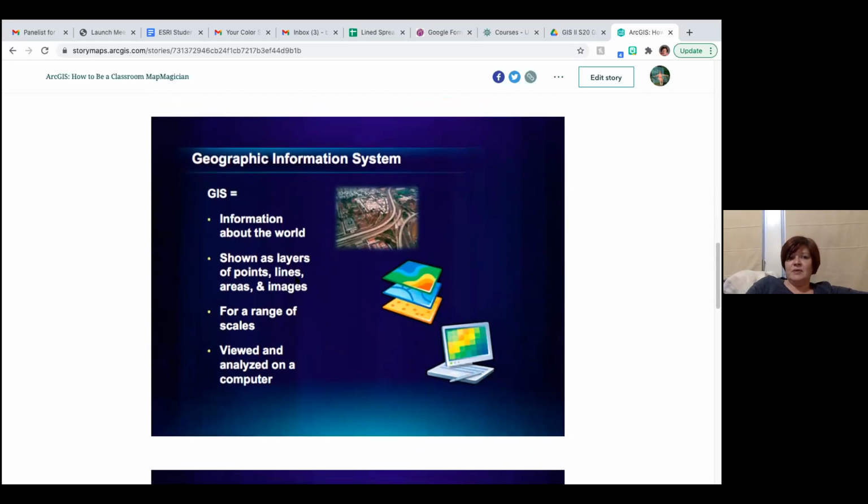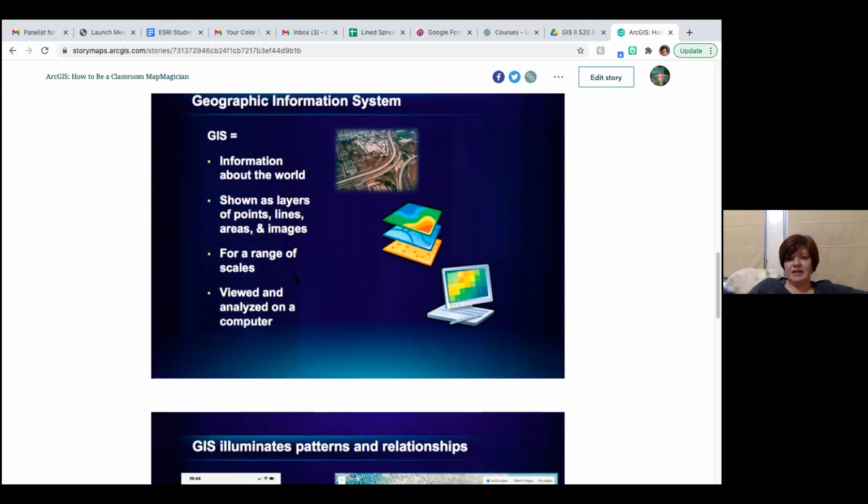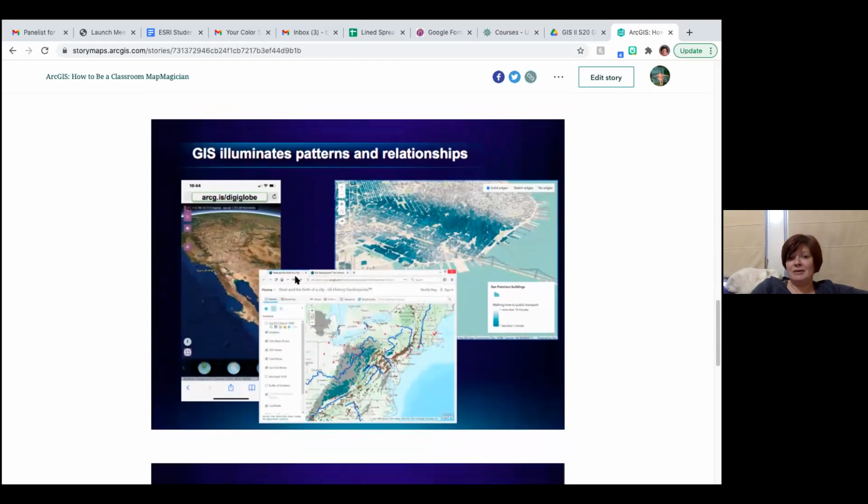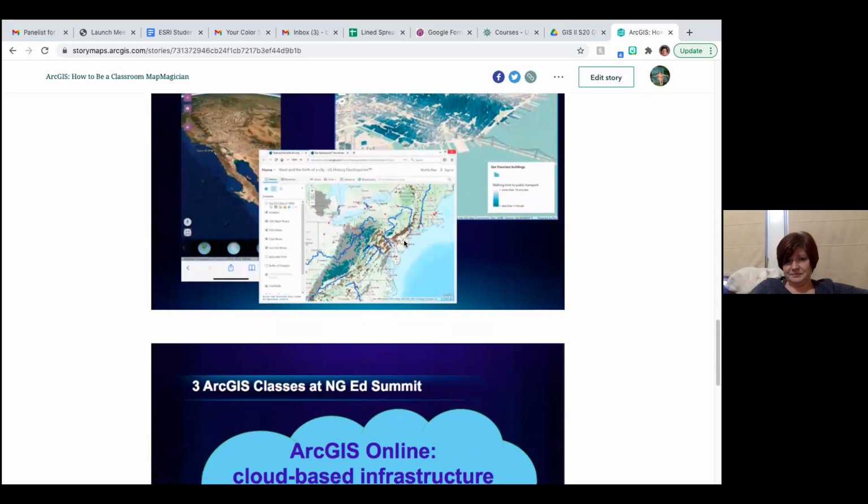So GIS equals information about the world, and it's shown as layers of points, lines, areas, and images. And we can see those on ranges of scales and viewed and analyzed on a computer. It illuminates patterns and relationships, as you can see here.